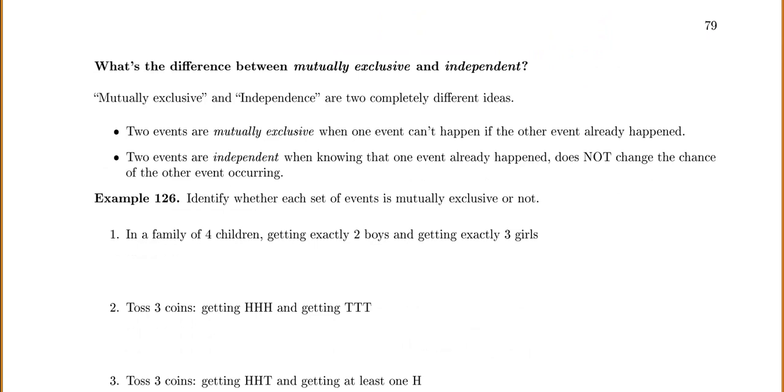And finally, what is the difference between mutually exclusive and independent? This is something that usually confuses students every semester. Mutually exclusive and independence are two completely different ideas. They don't have anything to do with each other. Two completely different ideas. Two events are mutually exclusive when one event can't happen if the other event already happened. So they can't happen at the same time. Next, two events are independent when knowing that one event already happened doesn't change the chance of the other event occurring. Or in other words, they don't affect each other.